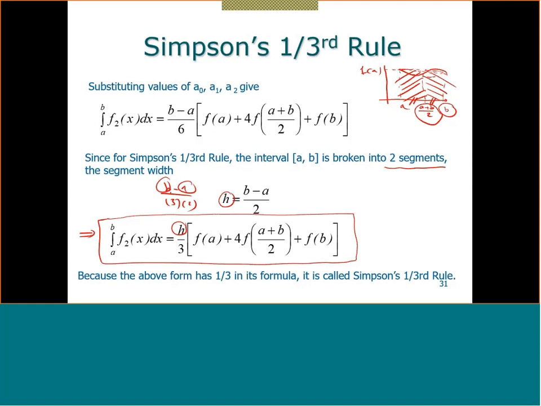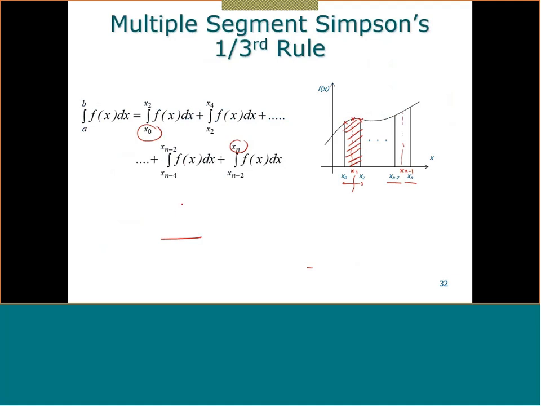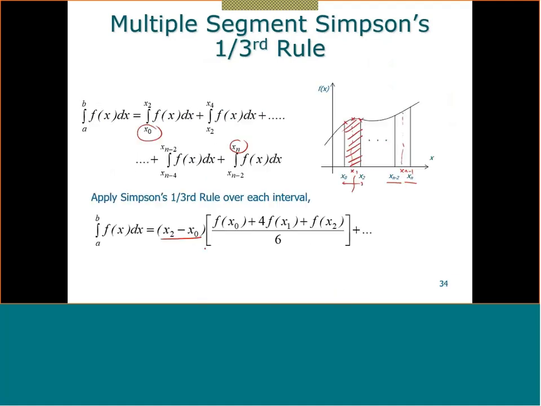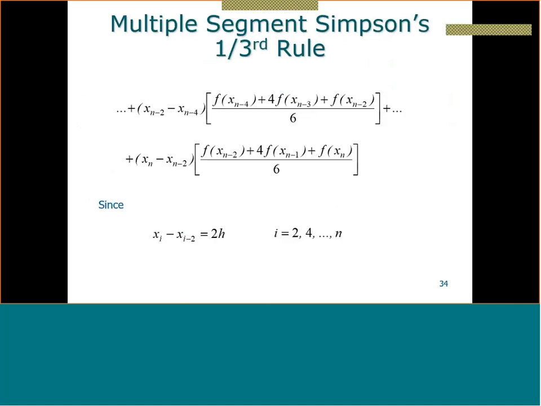B is the end, this is the beginning of the interval, divided by 6, which we have here. This is exactly what we have here, over 6. And we have here the beginning, the end, and in the middle. It's the same formula. So we will apply the same formula for each segment, okay? And then I will start collecting.